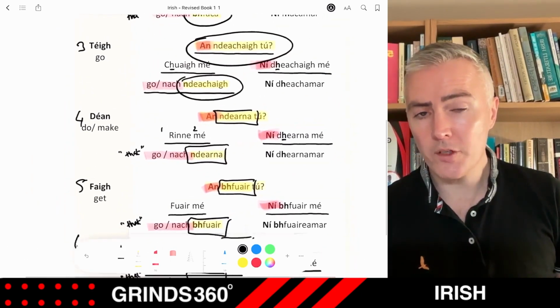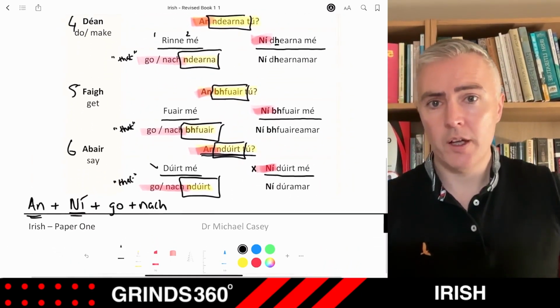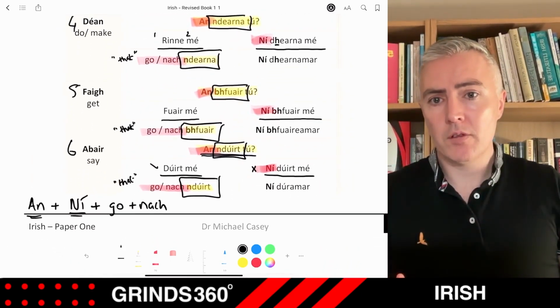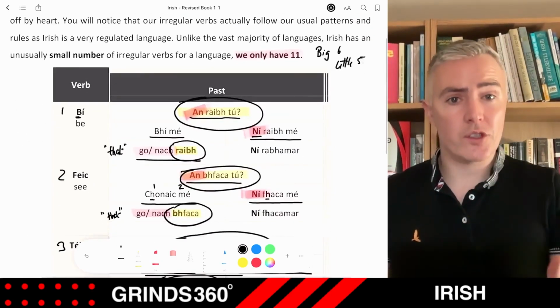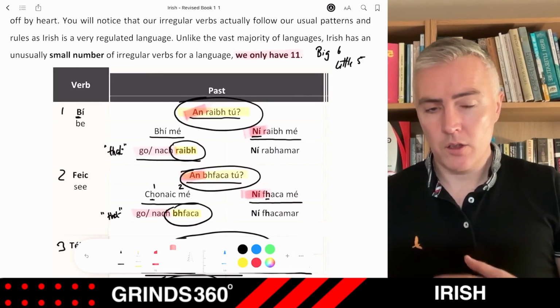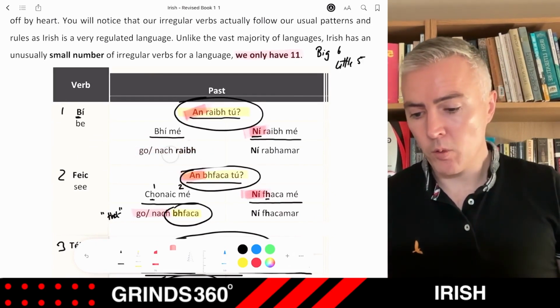So if you know your question, your 6 questions, you will be able to use the negatives and you'll actually be able to use your connectors. That's why you're seeing go rev and knock rev everywhere. Now I'm going to work backwards for a second.